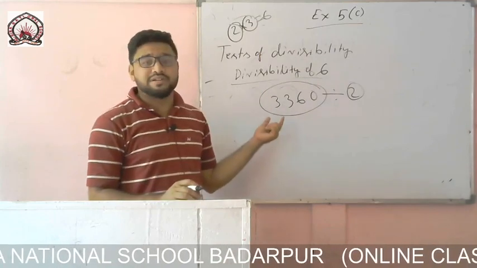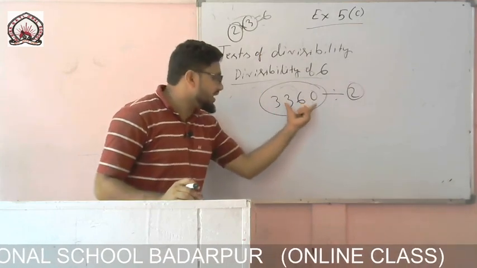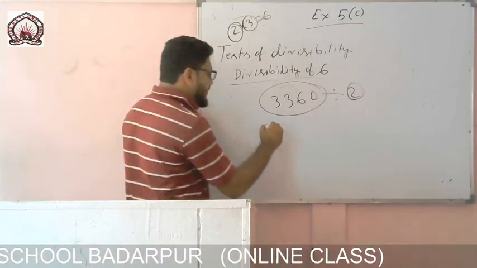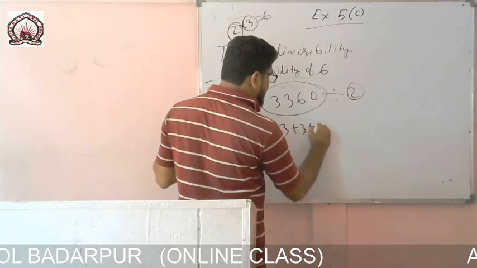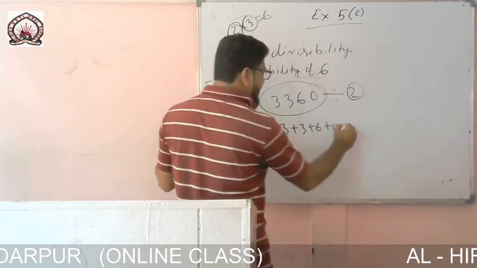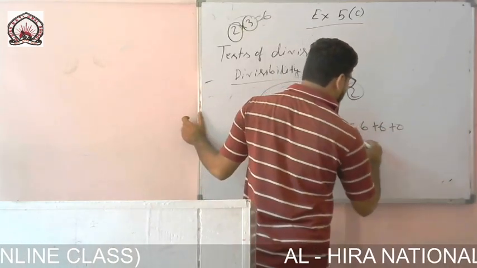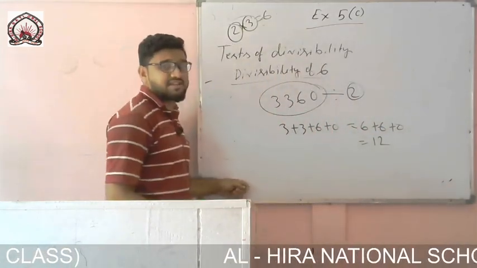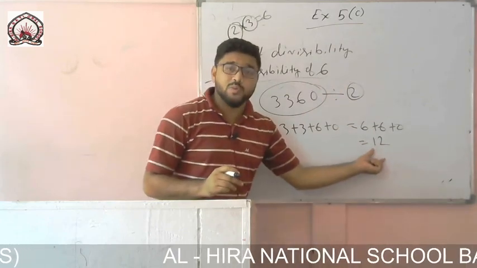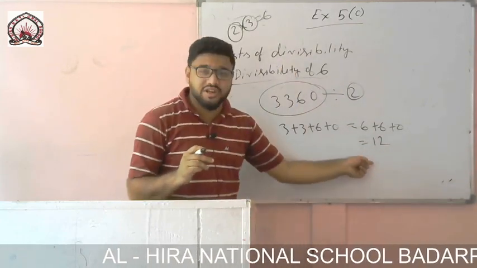How to check the divisibility of 3? You add all the digits. Here, 3 plus 3 plus 6 plus 0. 3 plus 3 is 6, 6 plus 6 is 12, then 0. So 12 is again divisible by 3.